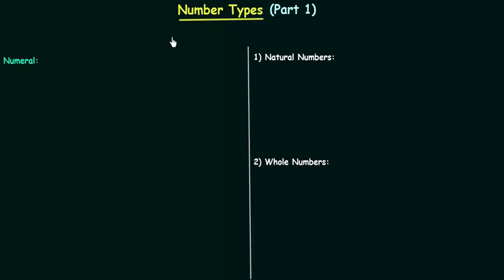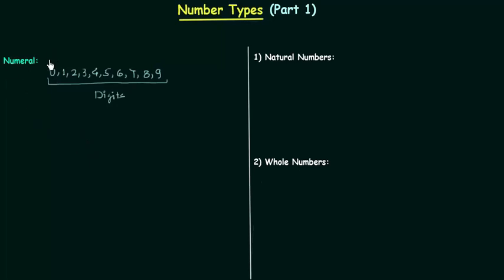In this presentation, we will study number types. I will start with a small introduction on numerals, then we will move to different numbers available to us. We have 10 symbols: 0, 1, 2, 3, 4, 5, 6, 7, 8 and 9. We have these 10 symbols and we call these symbols digits, right? And a numeral is nothing but it is group of digits.